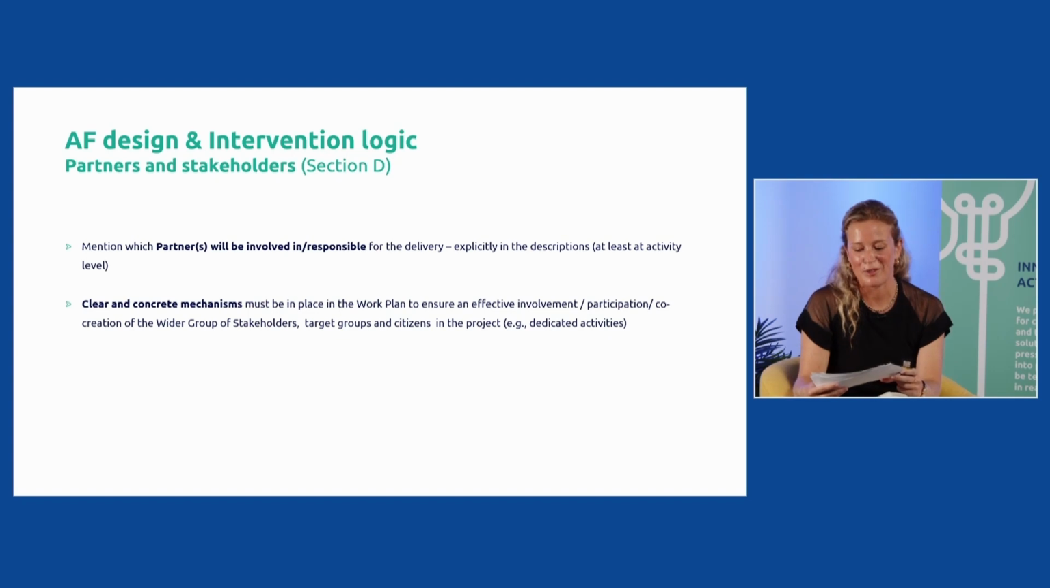Now, final tips on the work plan regarding what to do with your project partners and the wider group of stakeholders, how their involvement should be reflected in the work plan. For what concerns the project partners, we really encourage you to have explicitly described in the core of your activities who will be the partner involved or the partners responsible for delivering this activity. It will be really useful for us to understand who will do what and to see it explicitly in your descriptions, at least at activity level, even better if you go until the level of deliverables or outputs.